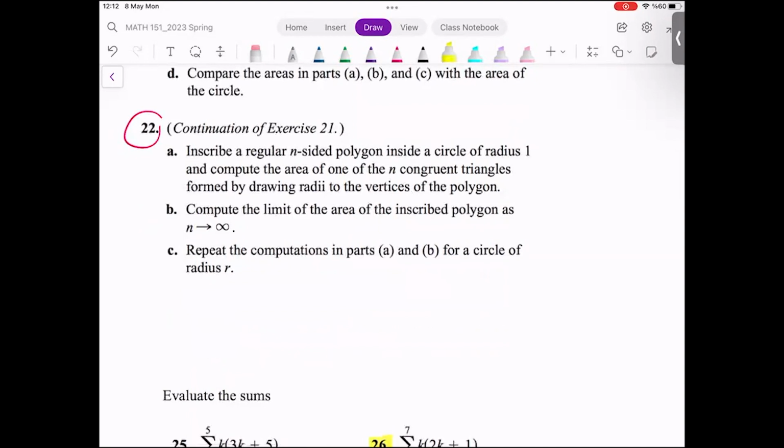It says to inscribe, which means to put inside, an n-sided polygon inside a circle of radius 1. We want to inscribe an n-sided polygon inside a circle of radius 1, and then we will compute the area of one of the n congruent triangles that forms this n-sided polygon. So this is the question for part A.